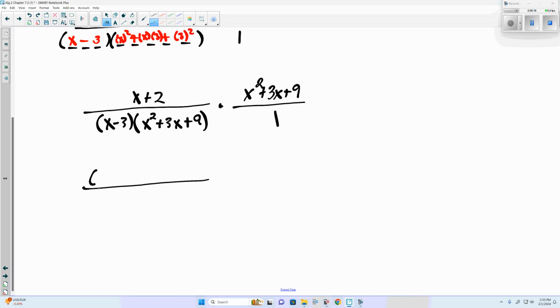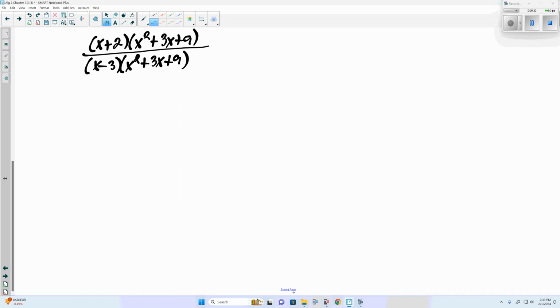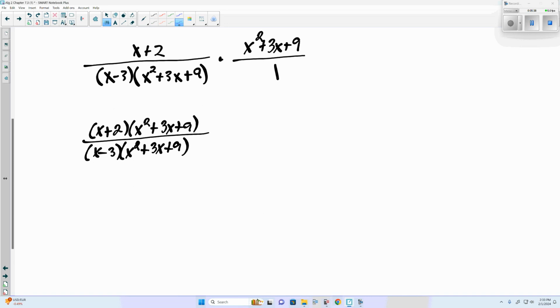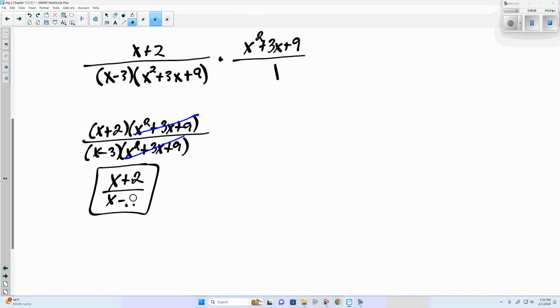Which means at this point, we can go on and multiply them together. So we'd have x plus 2 times x squared plus 3x plus 9 over x minus 3 times x squared plus 3x plus 9. Well, the only thing we have in common is the x squared plus 3x plus 9, leaving us with x plus 2 over x minus 2. Or not minus 2, minus 3.